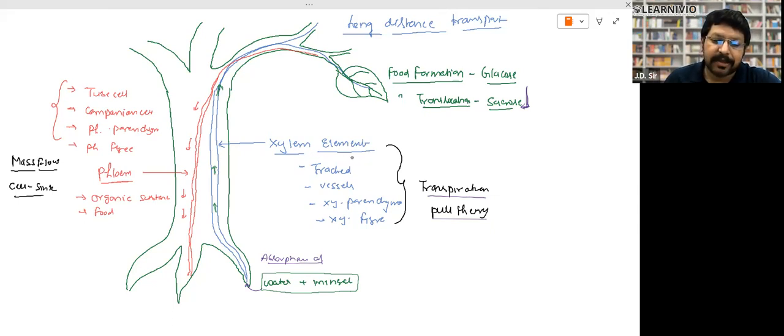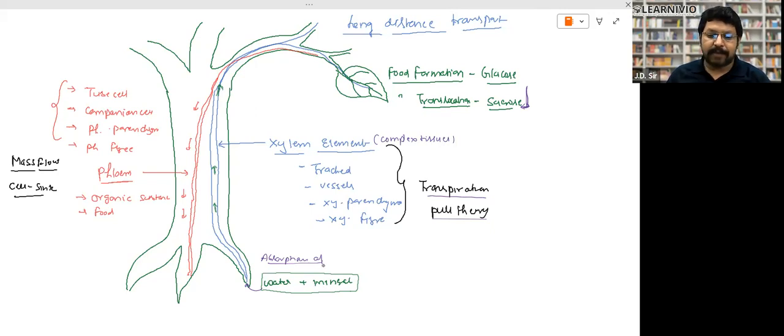Xylem elements transport water and minerals by means of a tube or pipeline. These pipelines are known as xylem elements. Xylem elements are a type of complex tissue, right? Complex tissues, we know, are made up of more than one kind of cell, right? So these xylem transport water and mineral.